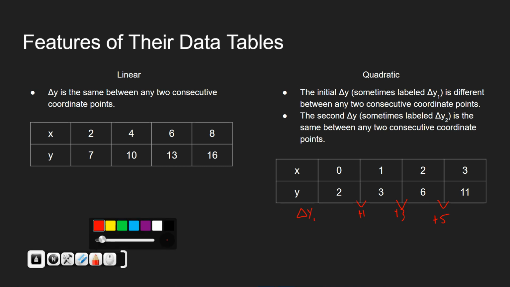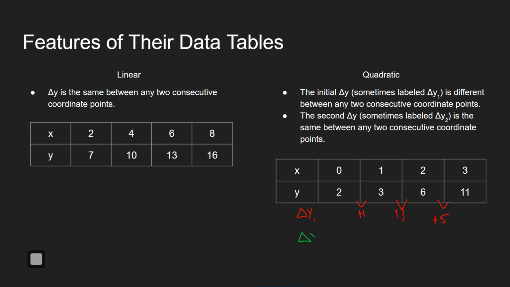And if we look at the second change in y, to go from 1 to 3, we add 2. To go from 3 to 5, we add 2. This tells us that we have a quadratic equation. Now, if it didn't do this, we would have a different type of equation, and we're not going to worry about that right at this moment.